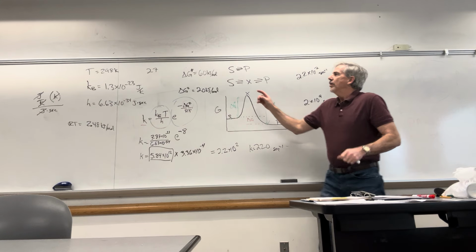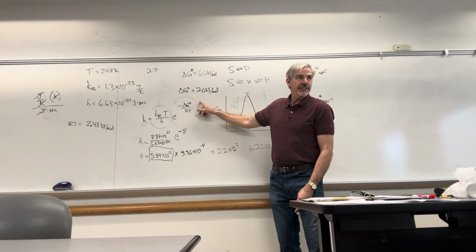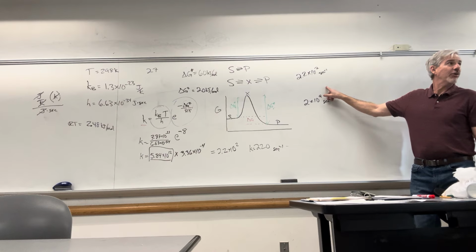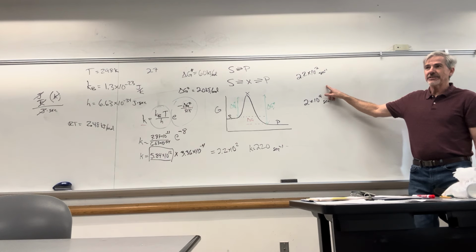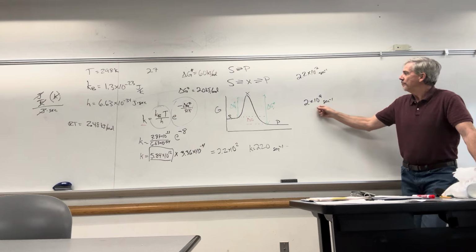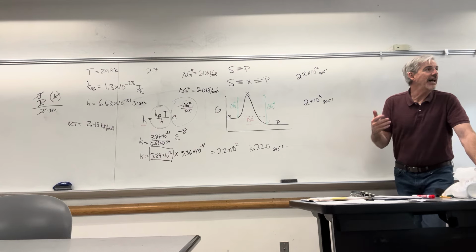Now, if we reduce the activation energy to 1/3, so we cut it by 2/3, this goes up by the power of 7. That's more than 1 million. The 7th power is 10 million. That made the forward rate constant 10 million times faster.